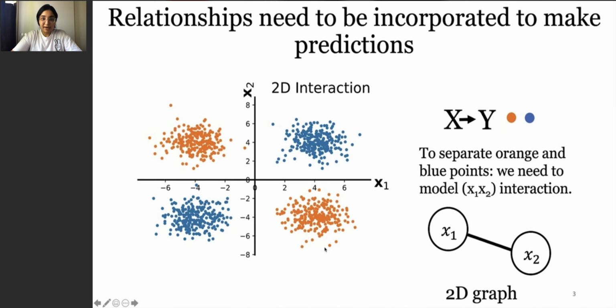From a machine learning perspective, relationships are essential to make predictions. For example, if in this toy dataset, we are asked to separate the orange and the blue points, we need to take into account the interaction between x1 and x2.